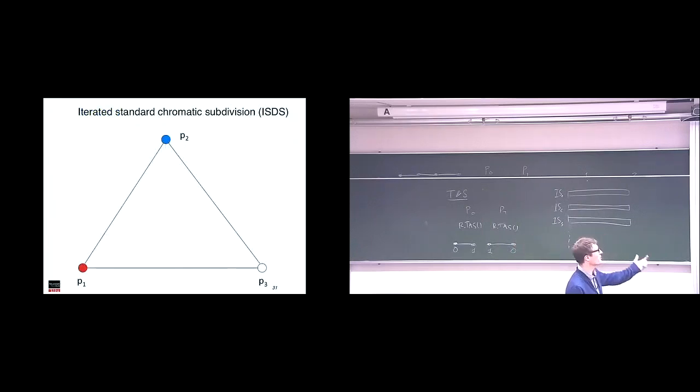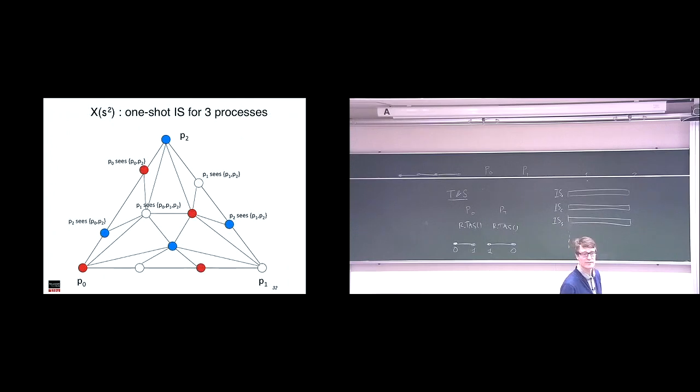So we started with this initial state. Initial state means P1 has its own input value, P2 has its own input value, P3 has its own input value, and this is the only state possible. Nothing has happened so far. So this is my initial global state of the system. You run one round, you get this. There are 13 different executions. Each execution corresponds to one specific triangle here, depending on the order in which processes take steps and what they see.